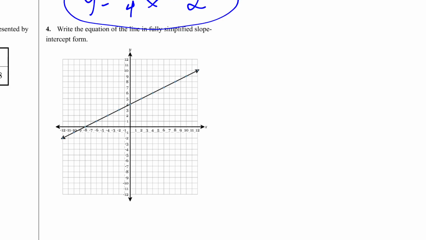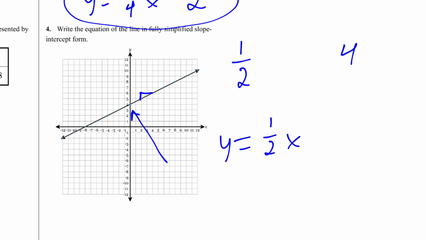This one also has a positive slope. We go up and to the right because of that. So our slope is going to be 1/2. And I cross the y-axis here at 4. So I turn this into an equation like this. The key idea is how much did I go up divided by how much did I go right.